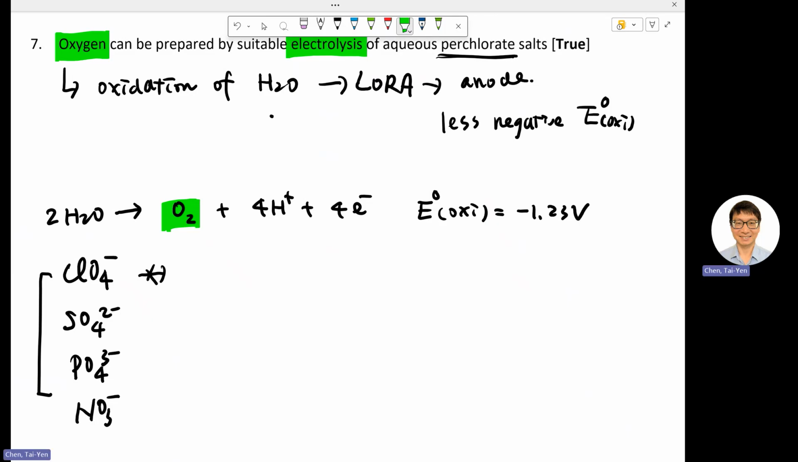All right, concept-wise, it's exactly the same as the previous one. But in the previous one we used the reduction reaction. This one we start to talk about the oxidation reaction. Therefore, the potential you're looking at is different, right? Previous one we looked at the reduction potential. This one we are looking at the oxidation potential. Is that clear? Okay.